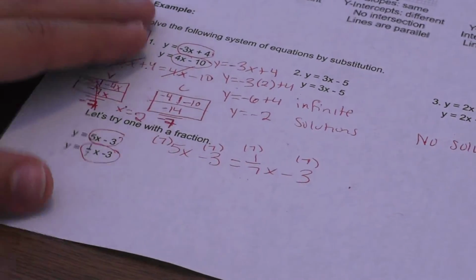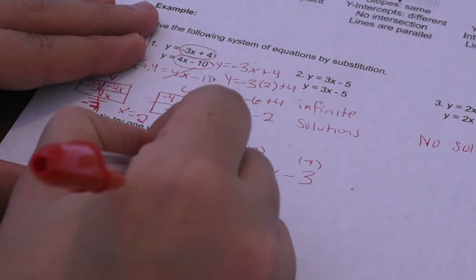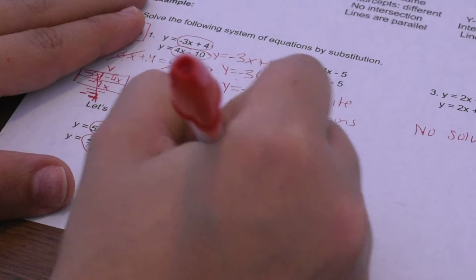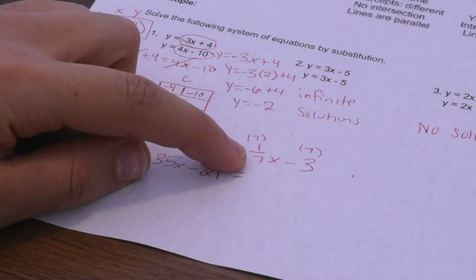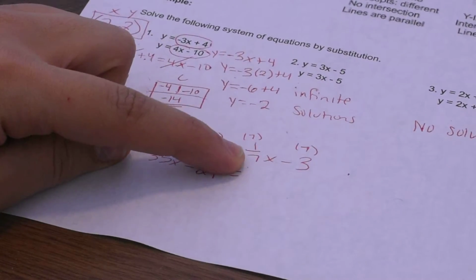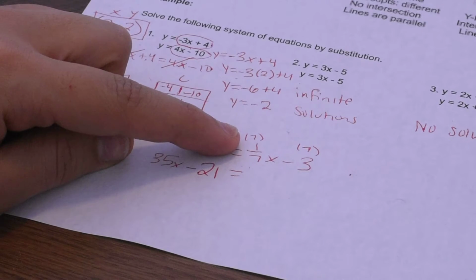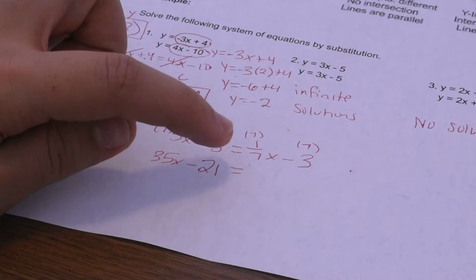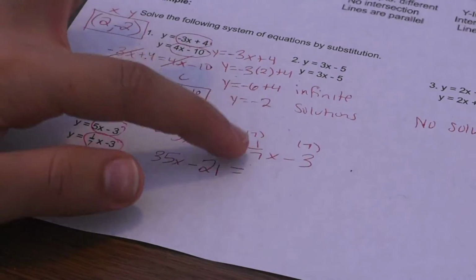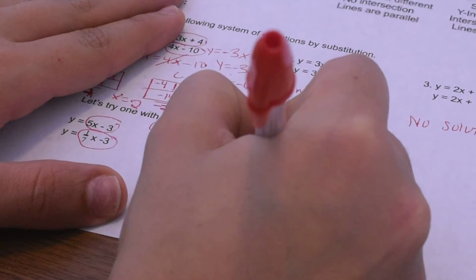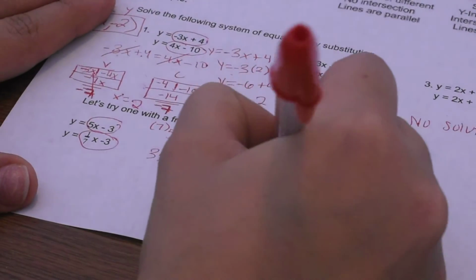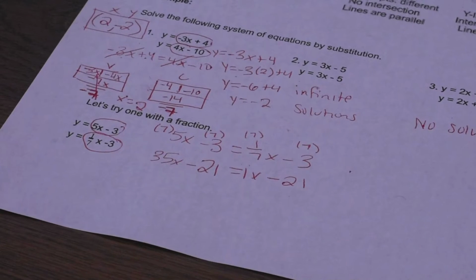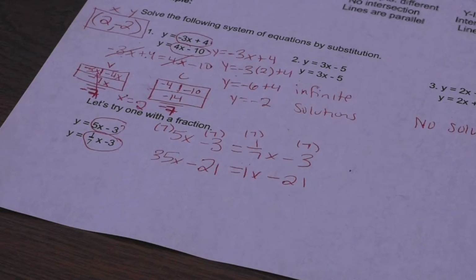So 7 times 5x is 35x. Minus 7 times 3, that's 21. Equals, and 7 times 1/7, here's a trick. The denominator gets canceled, and you're left with your numerator. So say it was 3/7, and you multiply by 7, it'll be 3. But it's 1/7, so it's going to be 1x minus 7 times 3 is 21. All right, this is for fractions. You won't see many of them, I hope, but it's good to know how to do it.